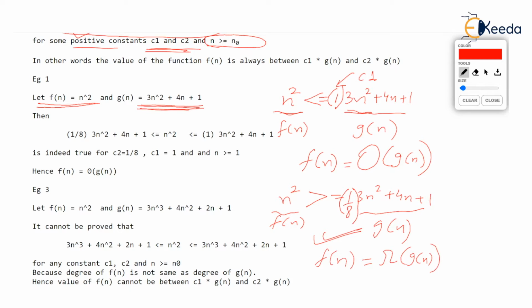Provided the constant C2 is 1 by 8, for some constants C1 and C2 we are able to prove that n square is below 3n square plus 4n plus 1, and n square is greater than 3n square plus 4n plus 1. That is, n square is less than and greater than the same function Gn, then Fn is theta of Gn. I hope you are understanding, isn't it?